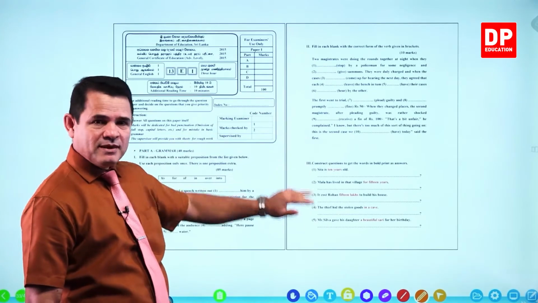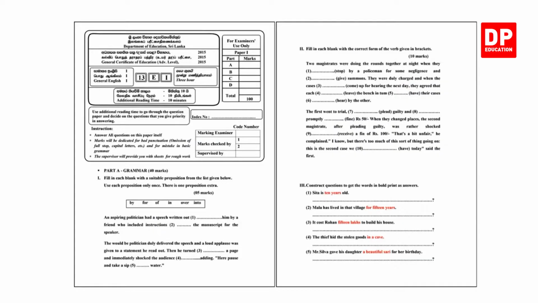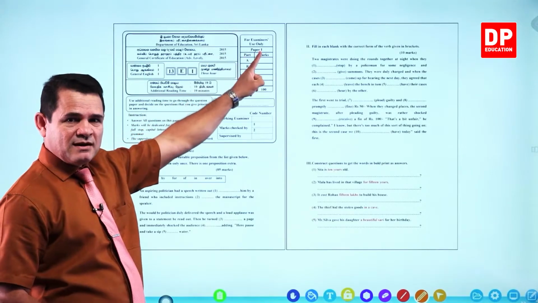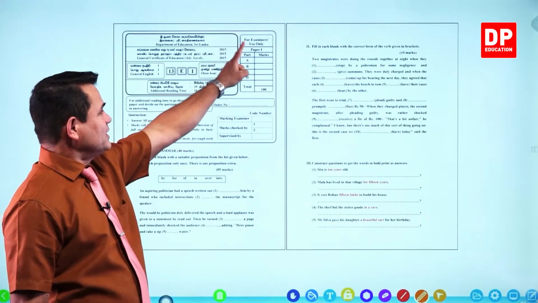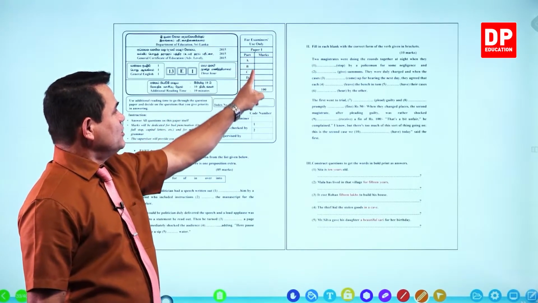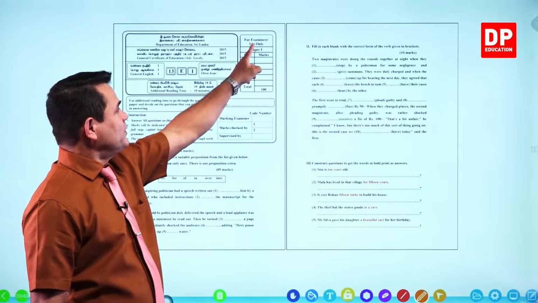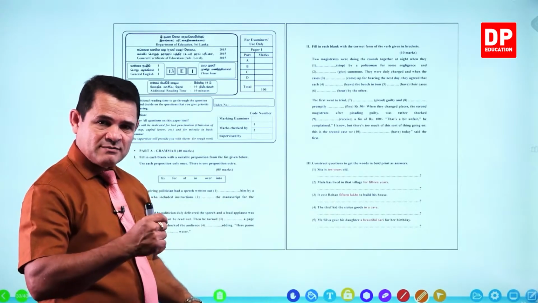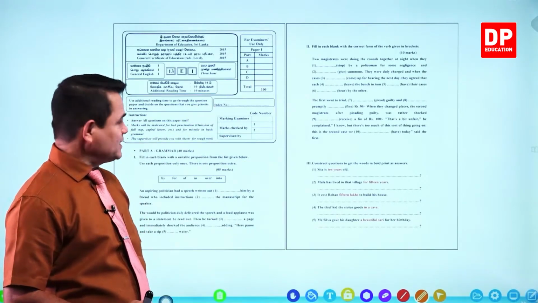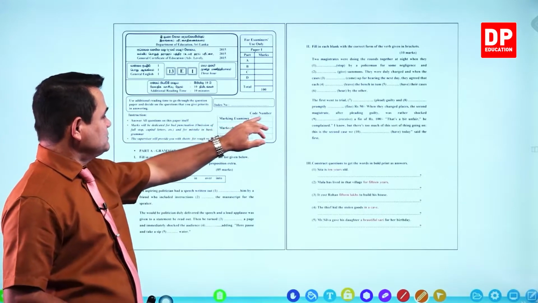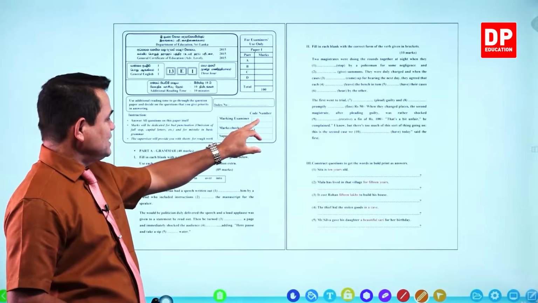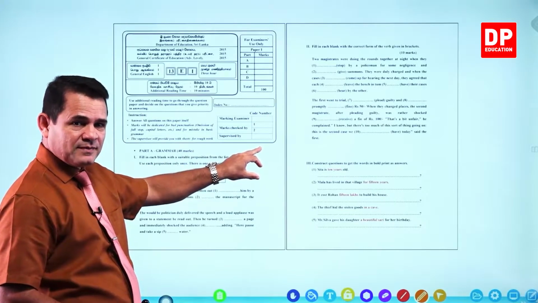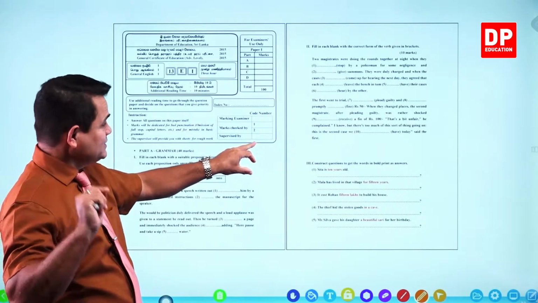This is how you get the paper. There at the beginning you can see a part like this. Don't write anything here, for examiners' use only. And this part is also like that. Not for you, for the examiners.